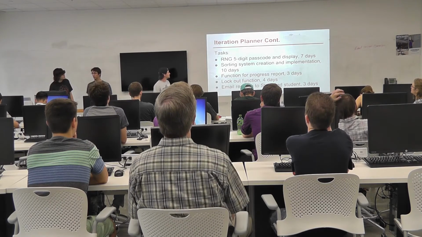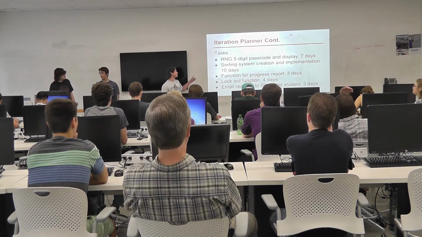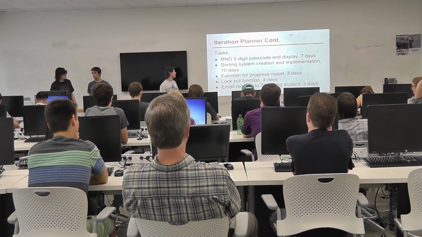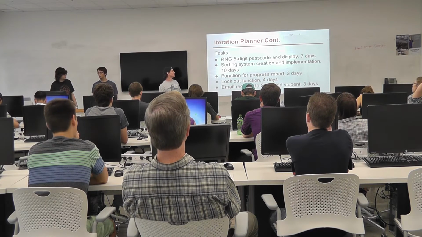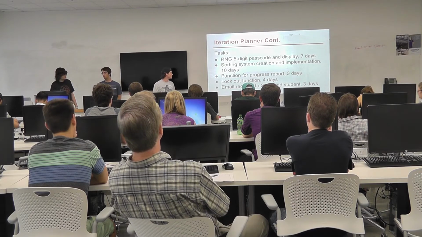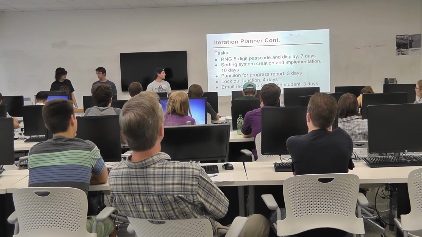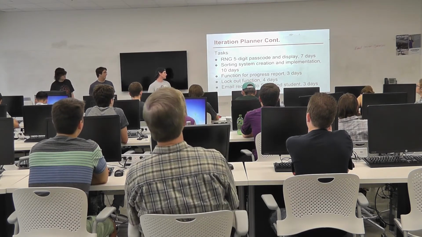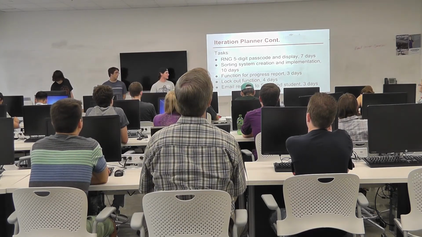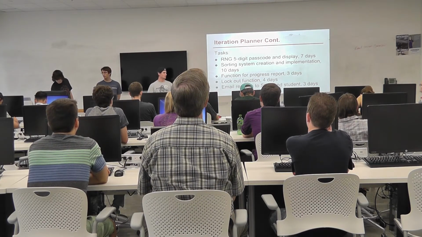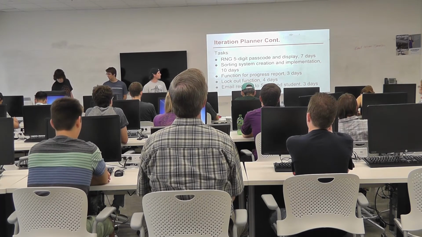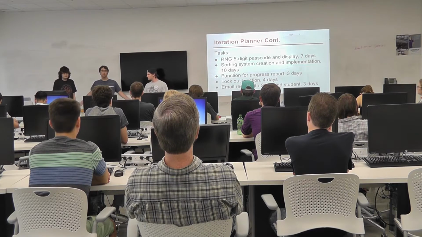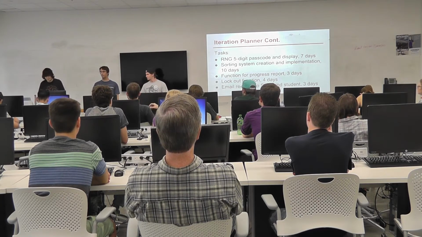So, tasks in the first iteration included the random number generator, which would take 7 days, and the sorting system creation and implementation would take 10 days. And then the second iteration included the progress report, which would take 3 days, the 1 week lockout, which would take 4 days, and the email to the state and the receipt email to the student, which would take 3 days. Is that it? Yep, we didn't have a bug checker.